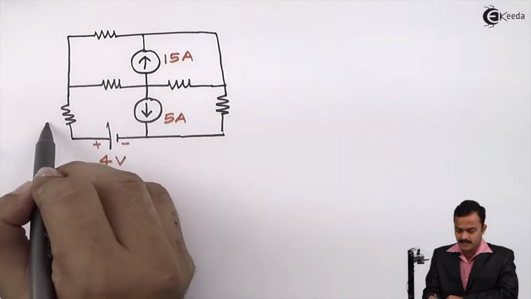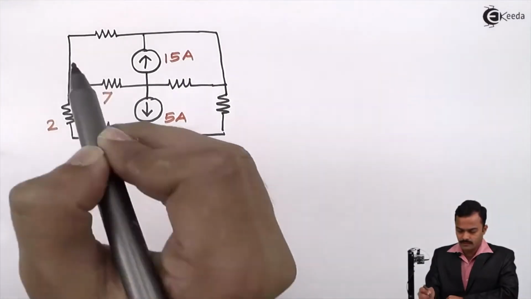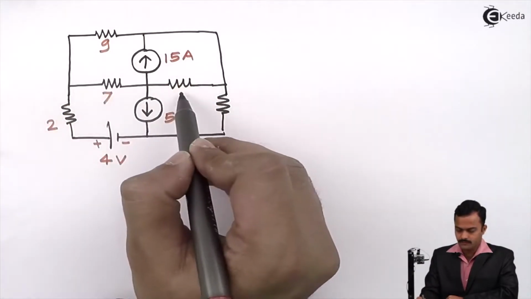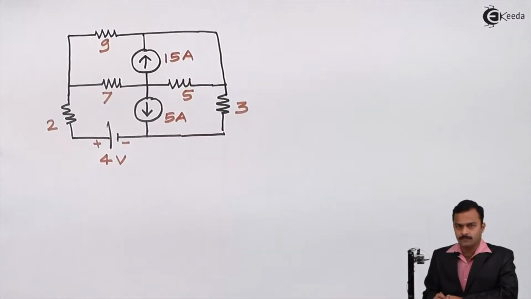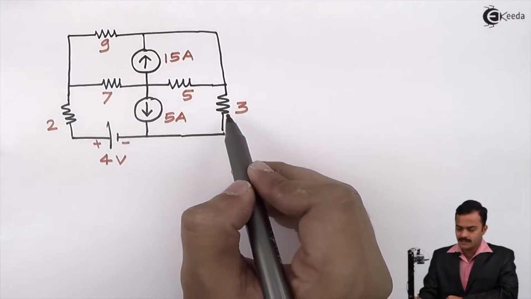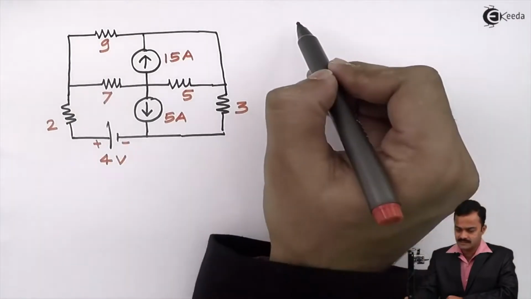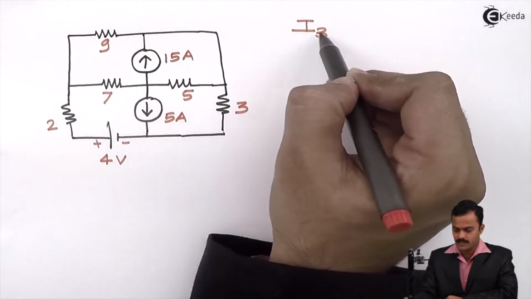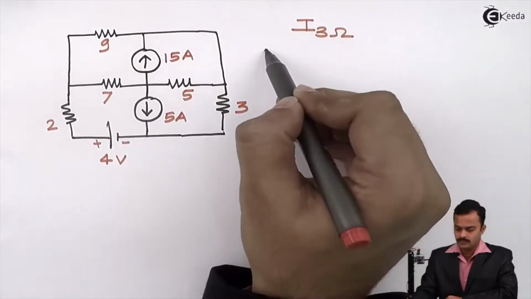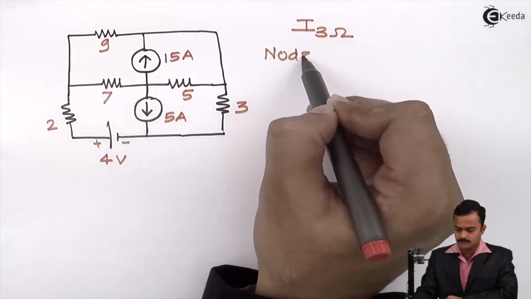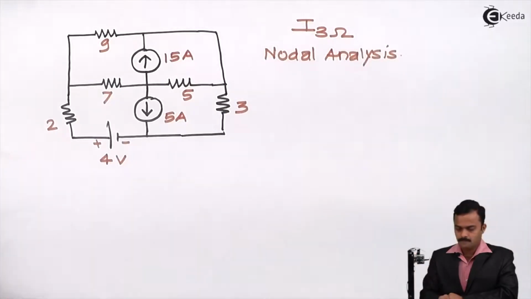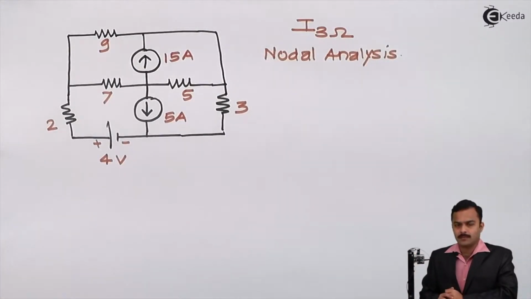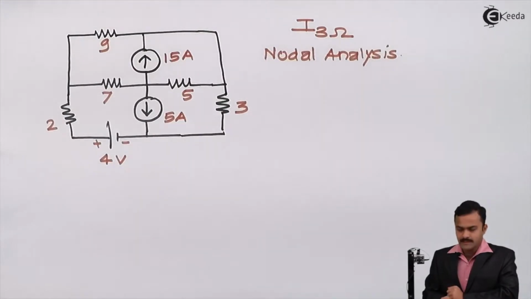And resistances are 2 ohm, 7 ohm, 9 ohm, 5 ohm and this is 3 ohm. We are supposed to get current flowing through the 3 ohm resistance. So the objective is to get I3 ohm using nodal analysis. Now let's start the problem. Let's mark how many nodes are there.